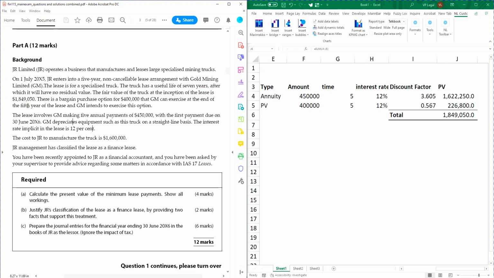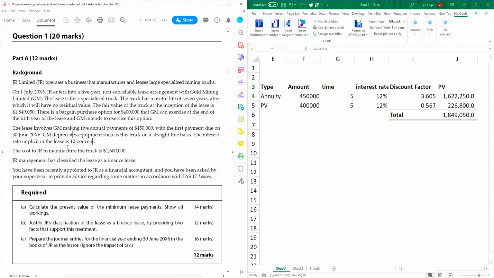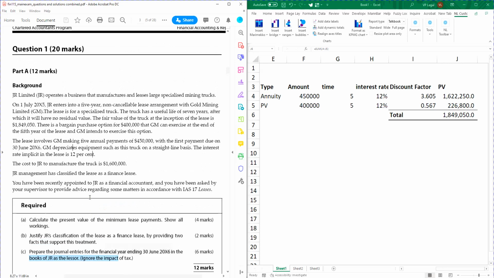So that's one of the things you kind of learn by doing these questions over and over, is that you need to be looking out for certain triggers that CA wants you to look out for. So it's kind of working you through a series of steps to get to this solution. Just keep that in mind. Once you remember all those identifiers between a finance lease and an operating lease, it'll help you look out for them in a question. Okay, so the final thing for 6 marks is to prepare the journal entries for the financial year ending 30 June 20x6 in the books of the lessor.